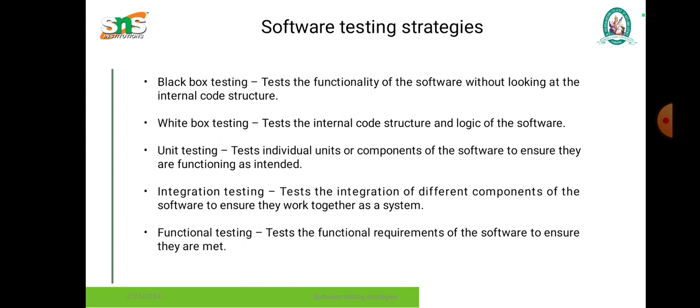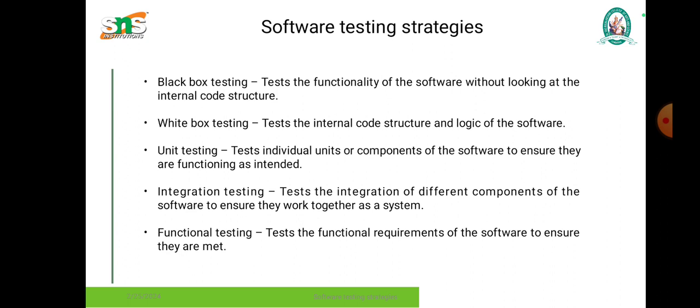Black box testing means testing the functionality of the software without looking at the internal code structure. So it is called black box testing. And next one is white box testing. It tests the internal code structures and logic of the software, in depth. So it is called white box testing. And next one is unit testing. Unit testing tests individual units or components of the software to ensure they are functioning as intended. It is called unit testing.